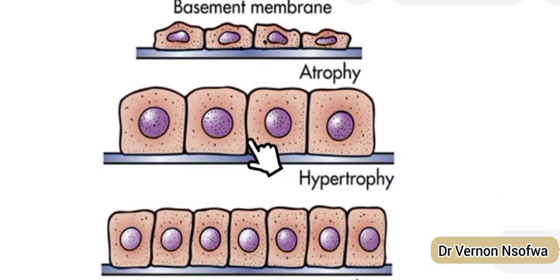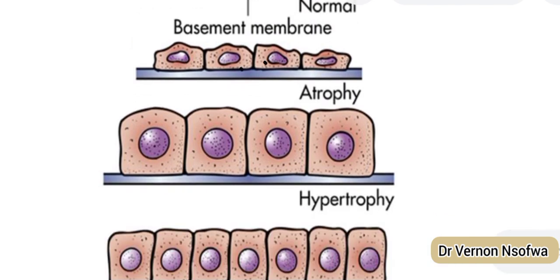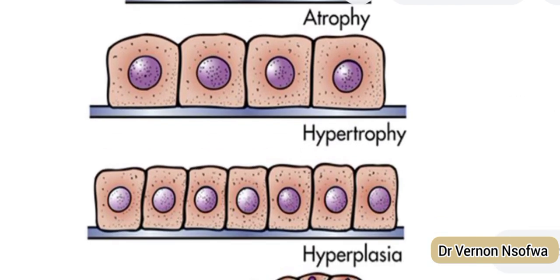What about hypertrophy? Hypertrophy is simply the opposite of atrophy. In atrophy, there is no increase or decrease in the number of cells, but there is a change in the size, specifically a decrease in the size of the cell. Hypertrophy is simply the opposite, which means it is an increase in the size of the cell. You can see these cells are looking bigger than these normal cells. So that is hypertrophy. It also happens as a result of certain stimulus or stimuli.